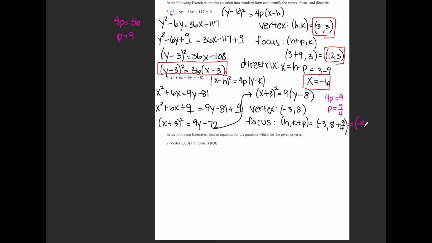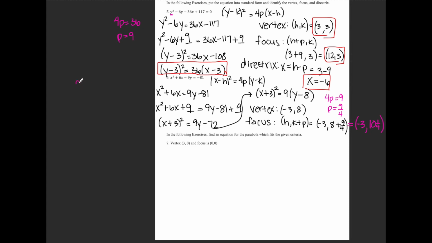So that's going to be -3. Now over here, I know that this is 2 1/4. So 8 plus 2 1/4 is going to be 10 1/4. And I'm going to write it like that. It's just easier to do that than to find a common denominator.